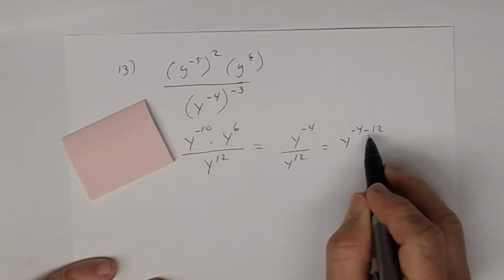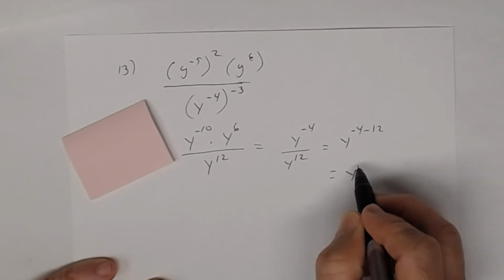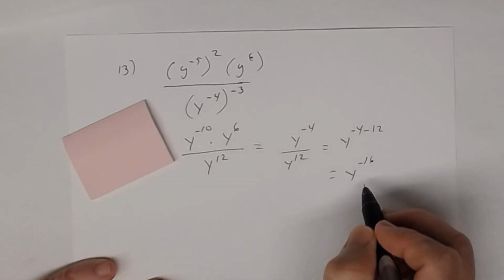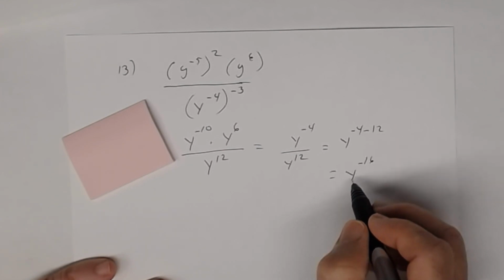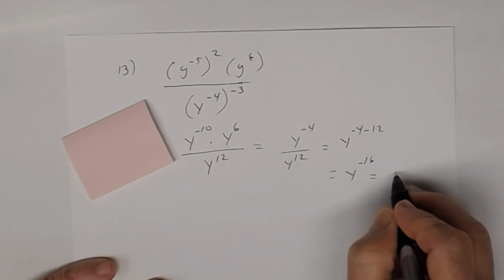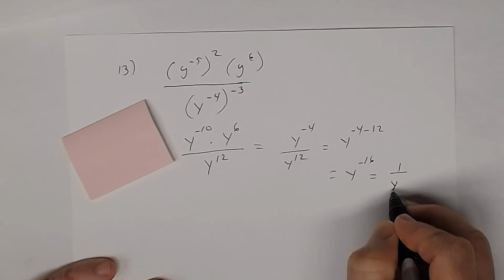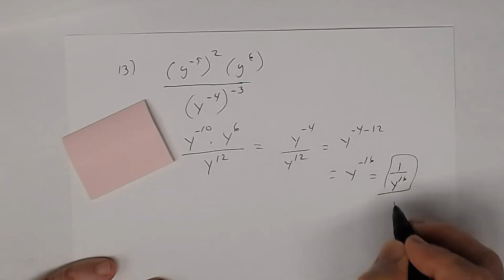So negative 4 minus negative 12 is negative 16. So I got y to the negative 16. But I don't want any negative exponents. I want all my exponents to be positive. So by definition, that's going to be 1 divided by y to the 16th. And so that's the answer.